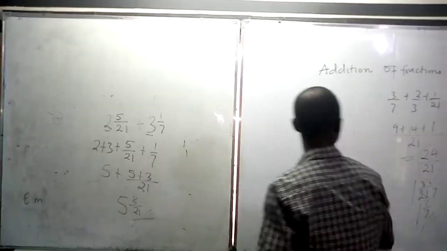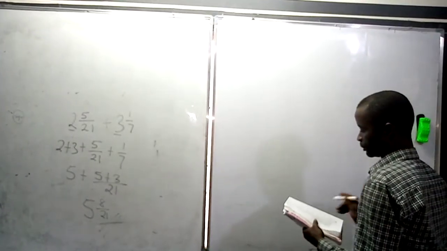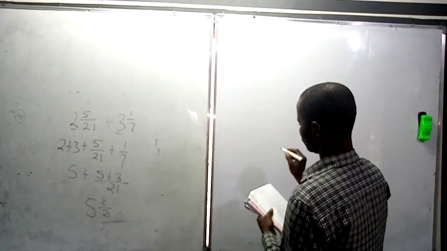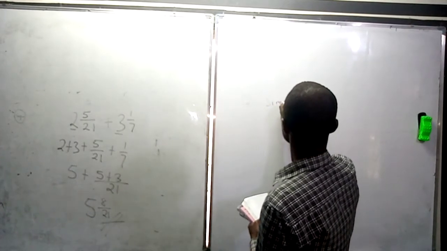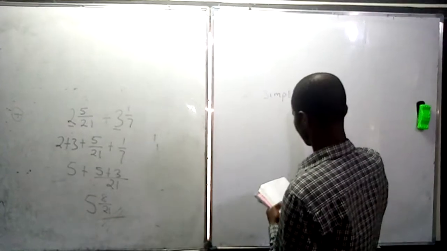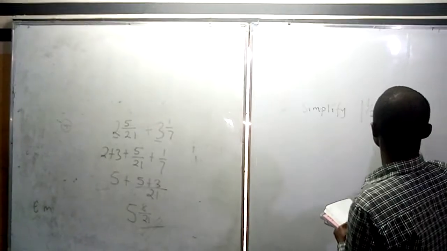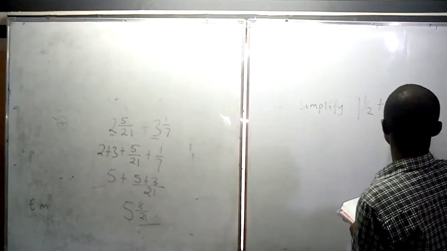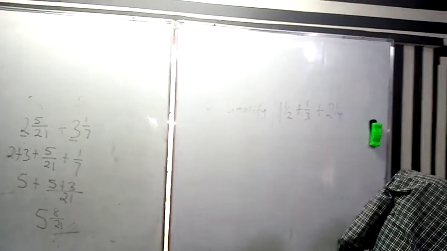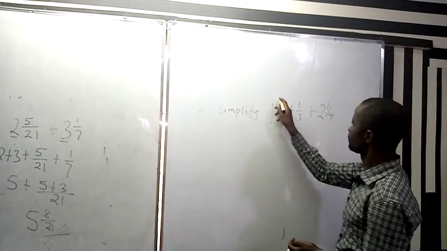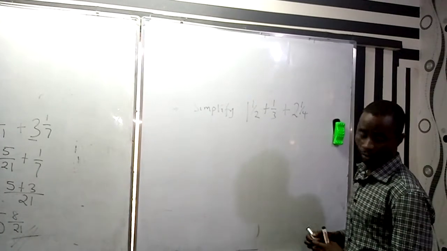Now let's take the next question. Question number 3. Simplify 1 whole number 1 over 2 plus 1 over 3 plus 2 whole number 1 over 4. In this case, you have 2 mixed numbers and 1 proper fraction. What are you going to do?